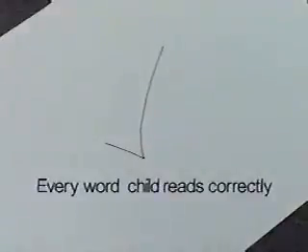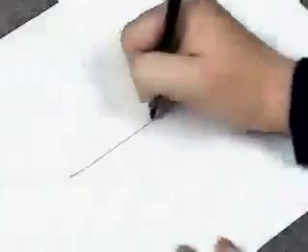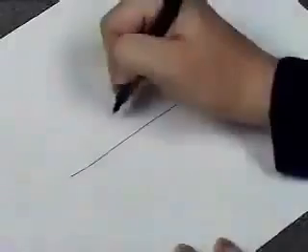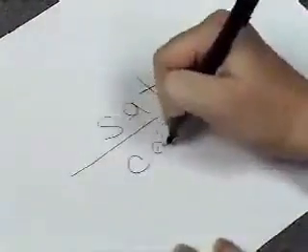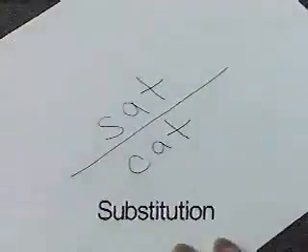A check mark is written for every word that the child reads correctly. When the child miscues, draw a horizontal line, writing the incorrect word that the child said above the line and the actual word from the text below the line. This is called a substitution.